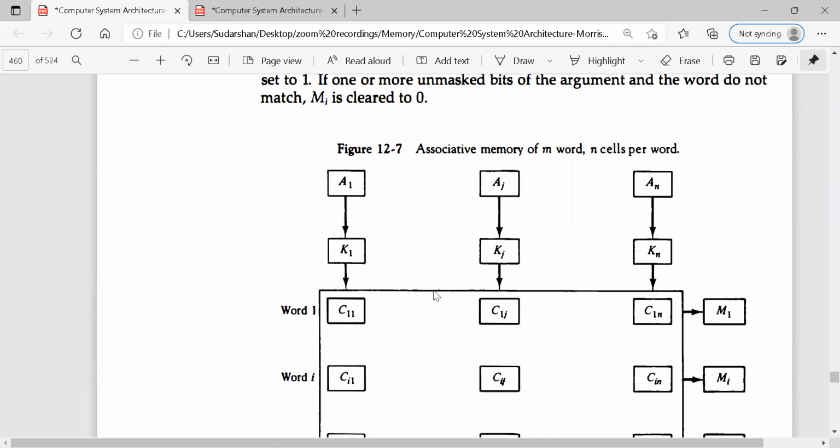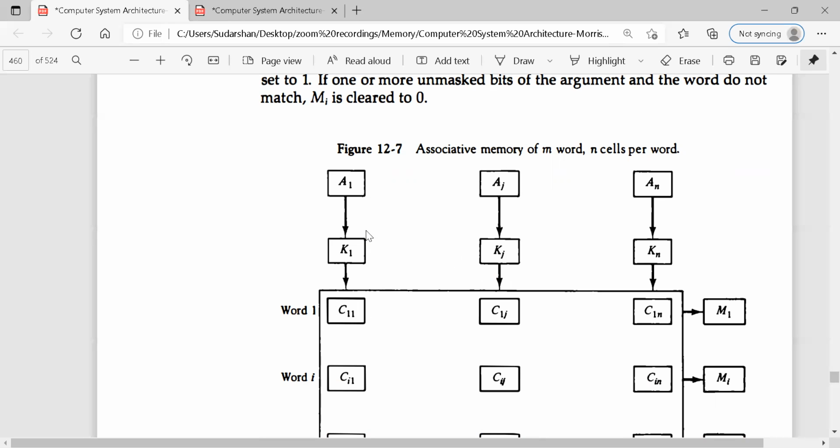As I mentioned, A1 is the first bit, AJ is the jth bit, and AN is the nth bit of the argument register. These are applied along with K1, the first bit of the key register, KJ, the jth bit, and KN, the nth bit of the key register. It goes to C11, word 1, cell 1, that is first row, first column. Word number 1, column number J, C1J. Word number 1, column number N, that is C1N.